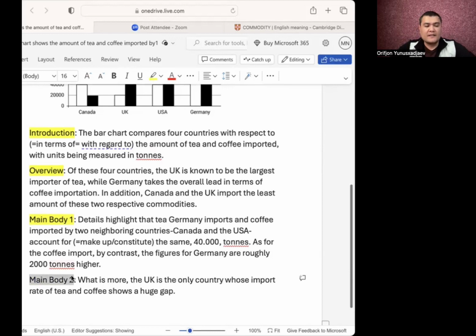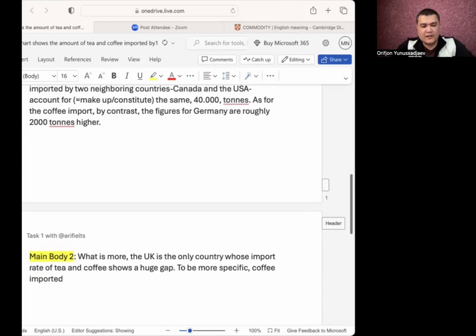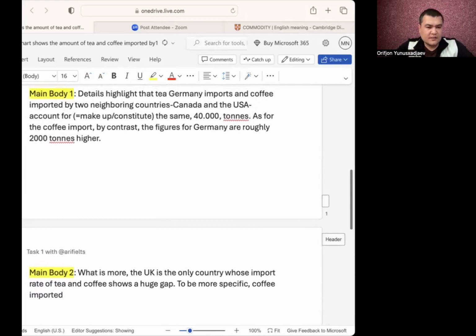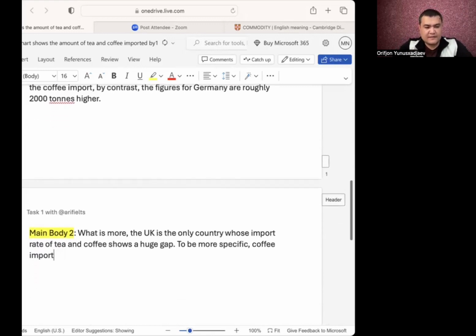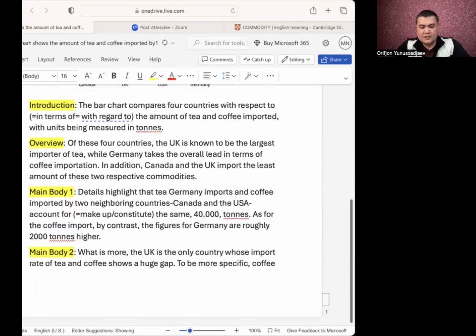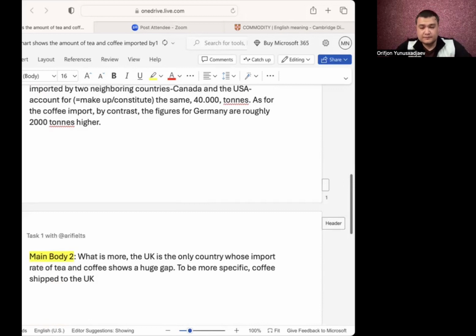Now I will provide it in detail. And then as a linking word, I will use "to be more specific". To be more specific, coffee imported. Now I wrote the word imported several times, so let's change it. Coffee shipped maybe to the UK. Shipped is referring to the word imported.